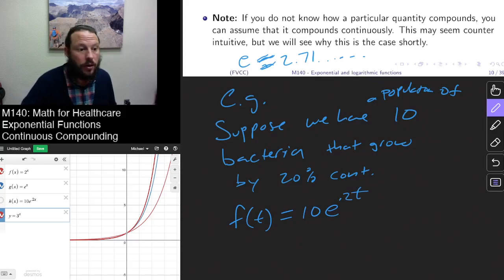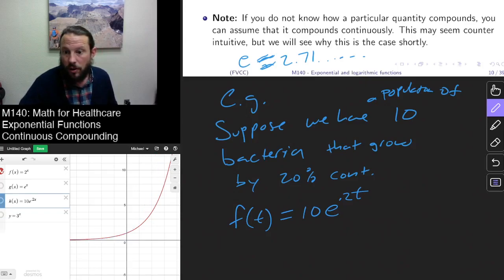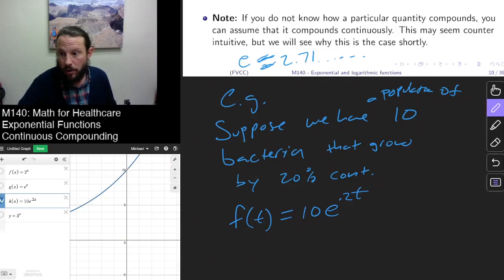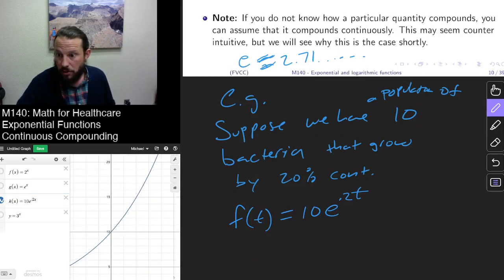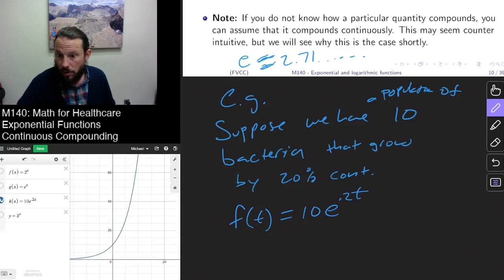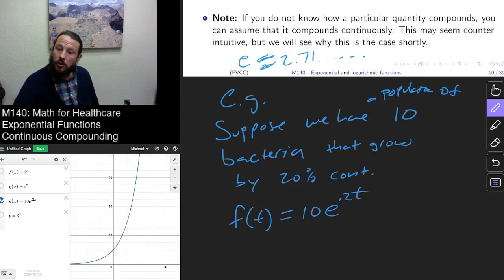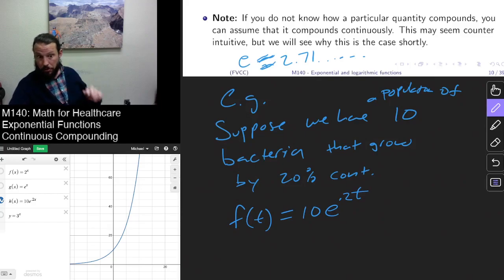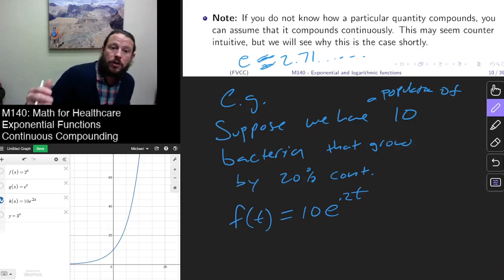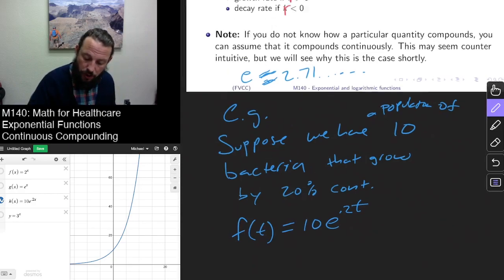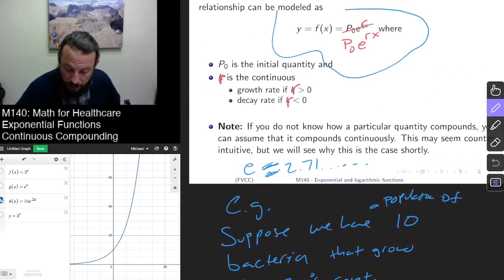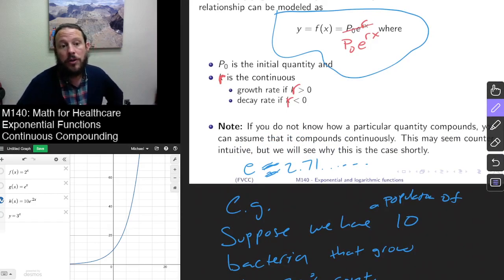If we want to see that over here, I'm going to get rid of some other things. What would that growth look like? As we expect, it goes through 10 and has this exponential growth, continuously growing at 20%. So for continuous compounding, we use this formula, the initial amount times e to the rx, where r is the continuous growth rate or decay rate.